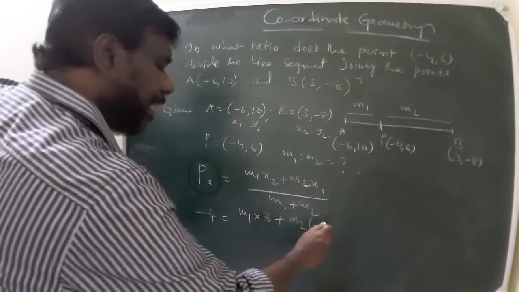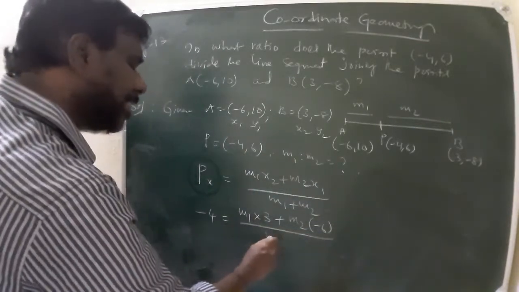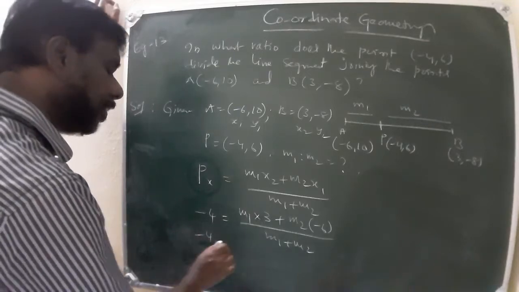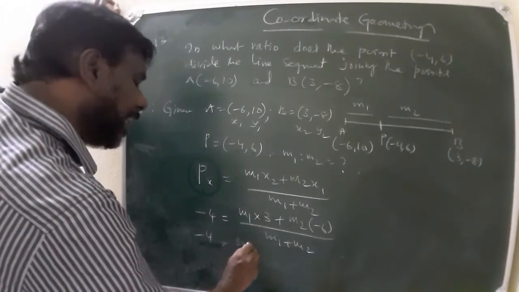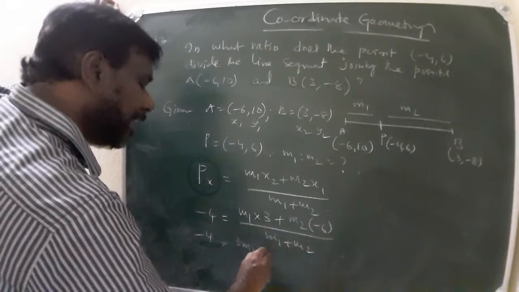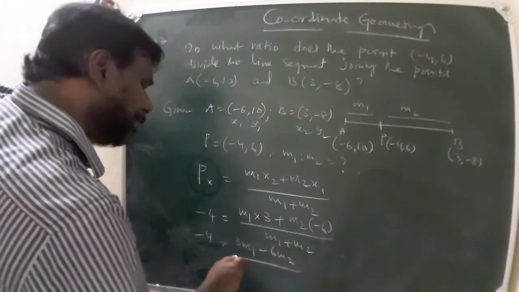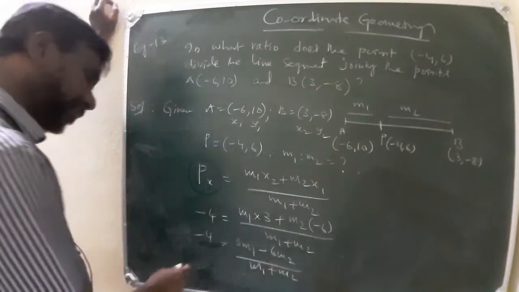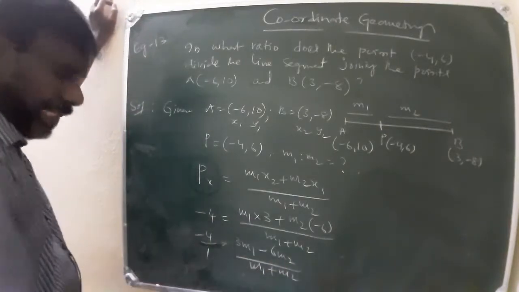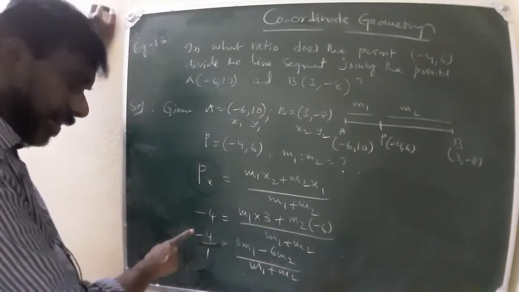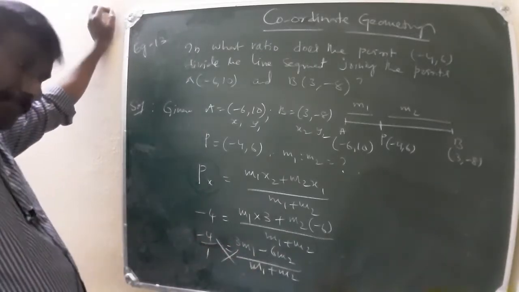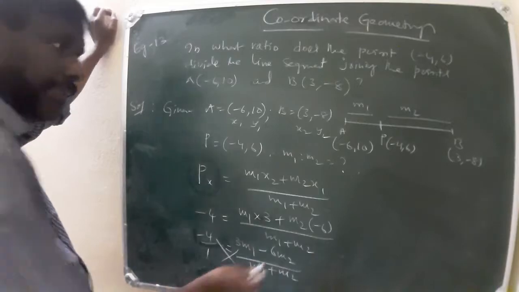X1 means minus 6, by M1 plus M2. Minus 4 is equal to 3M1 plus into minus 6M2, by M1 plus M2. Here, a fraction. Minus 4 you can write as minus 4 by 1, another fraction. When two fractions are equal, we should take the cross multiplication.